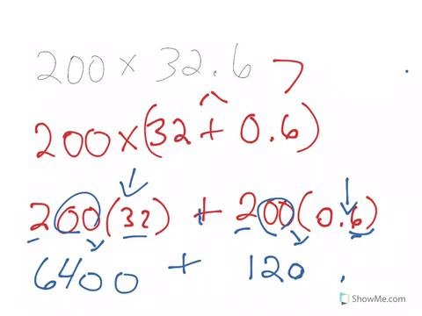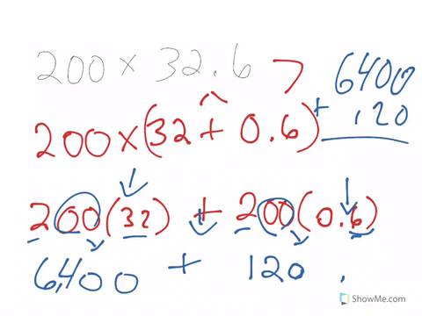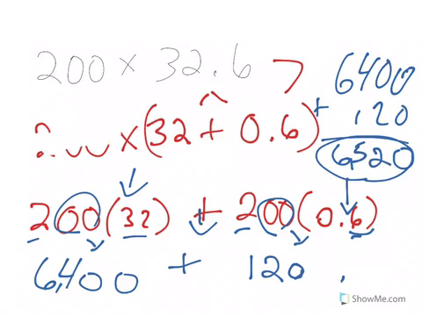And I'll also move my addition down. So now I have an easier math problem. 6,400 plus 120 gives me 6,520. Same answer, just a different way of looking at the problem.